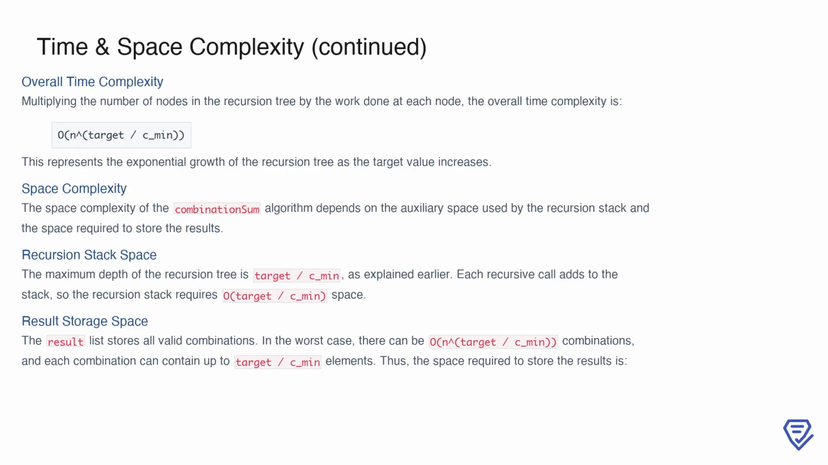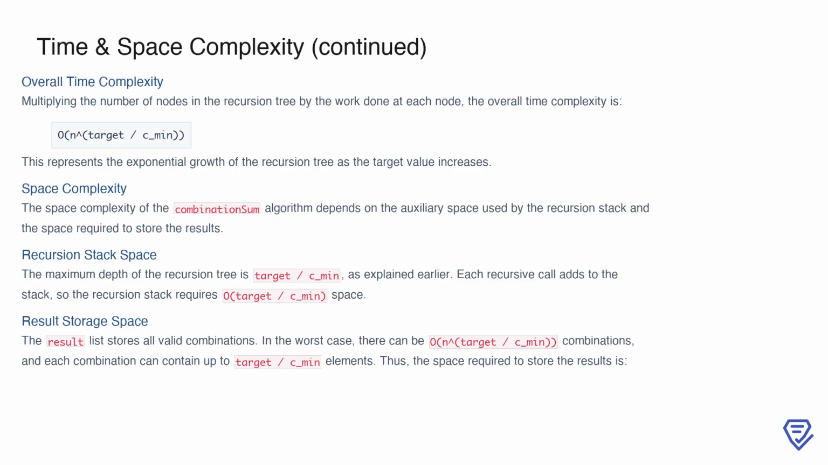To find the overall time complexity, we multiply the total number of nodes in the recursion tree by the work done at each node. Since the number of nodes is O(n^(target/C_min)), and the work per node is O(1), the overall time complexity becomes O(n^(target/C_min)), reflecting the exponential growth of the recursion tree as the target value increases. Now, considering space complexity, the algorithm uses auxiliary space for the recursion stack and for storing the results. The recursion stack depth is determined by the maximum depth of the recursion tree, which is target/C_min. Thus, the recursion stack space is O(target/C_min).